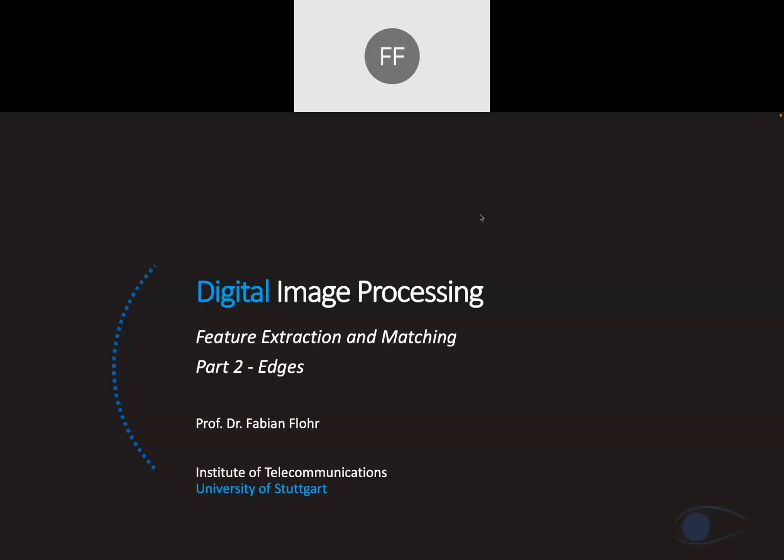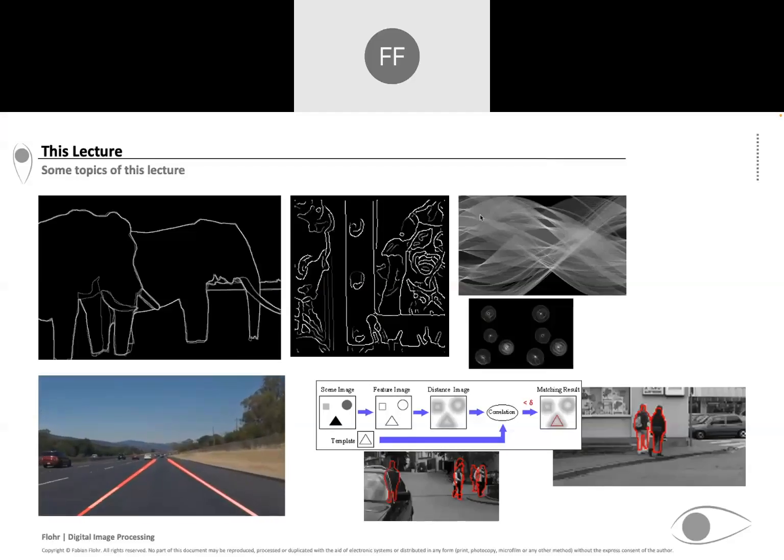Then feature extraction matching, part 2, edges and lines. So today, as I said, we will especially talk about edge detection in images. We will see how we can basically produce such detected edge images like that here and what we can do with that, especially when we talk about Hough transformation.